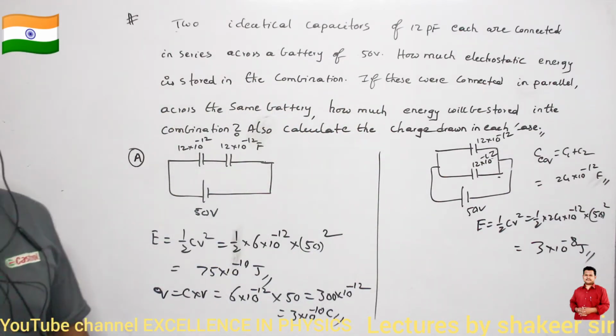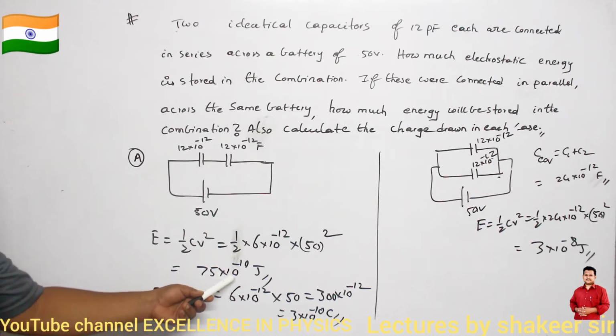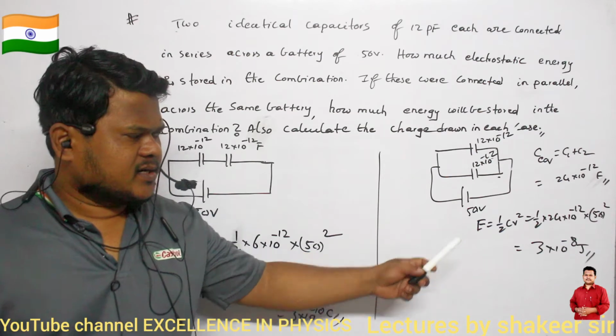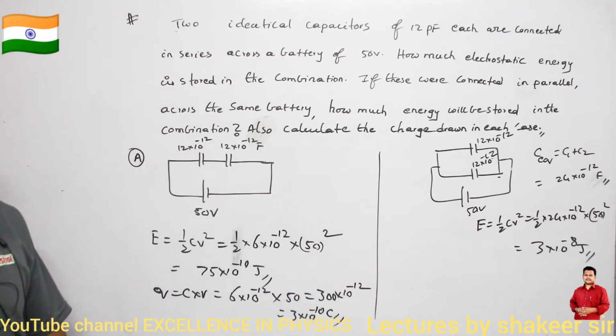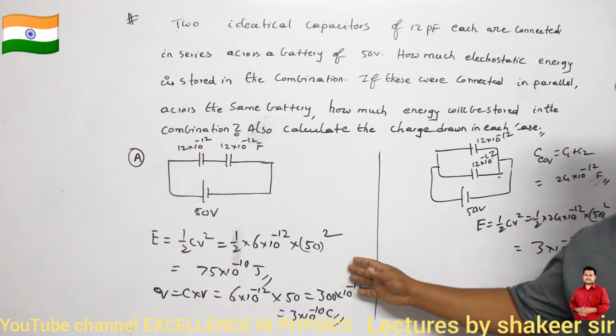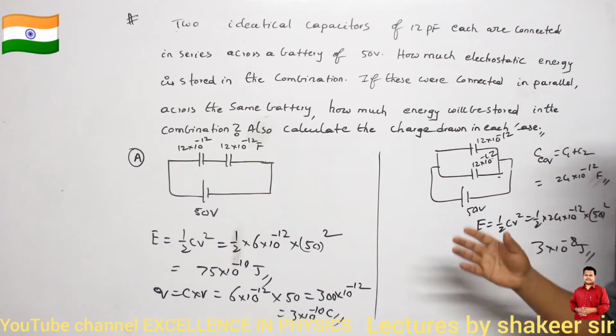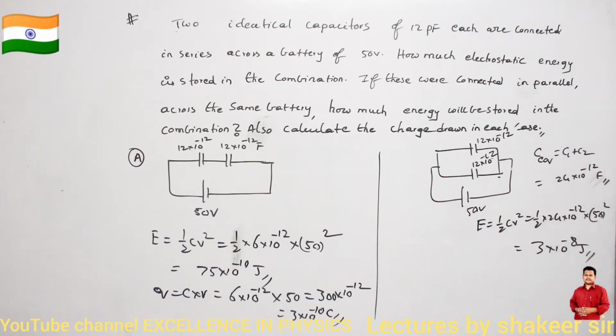Clear? Now can you say which energy is greater? Is energy greater in the first condition or in the second condition? Energy stored in the first condition is how much? 75 into 10 power minus 10. Energy stored in the second condition is how much? 3 into 10 power minus 8 joules. So energy stored in which condition is greater? Second one, definitely the energy stored is greater here. This is only 3 into 10 power minus 10, but it is 3 into 10 power minus 8 joules. Nearly 100 times more energy is stored in this condition.